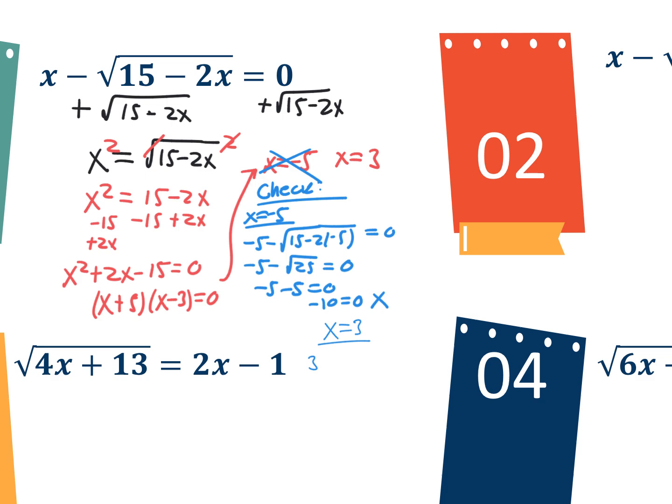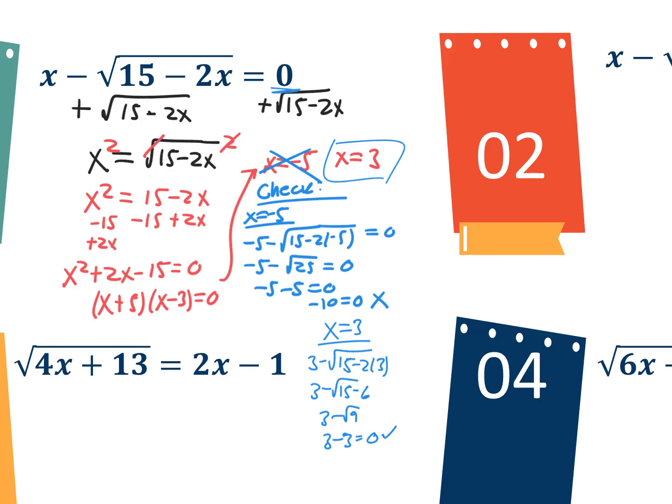All right, so it's going to be 3 minus the square root of 15 minus 2 times 3. That's going to get us 3 minus the square root of 15 minus 6, which is going to get us 3 minus the square root of 9, which is 3 minus 3, and that is 0, right? That was what we had equal to in the beginning. So 3 is a valid solution.